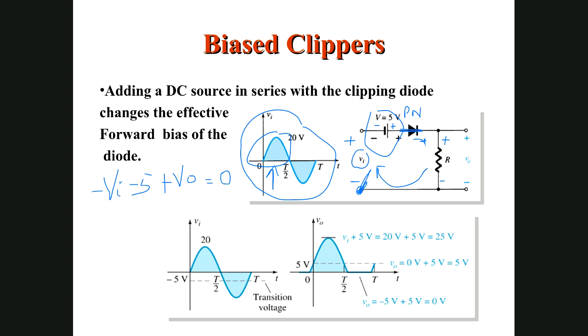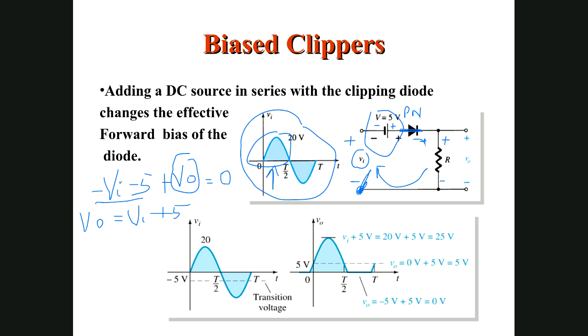Now why have we written this equation? We want to solve for the value of V output. So we will simplify and write VO equals, taking all the other values to the right side, Vi plus 5. VO will be Vi plus 5. So it is very simple.